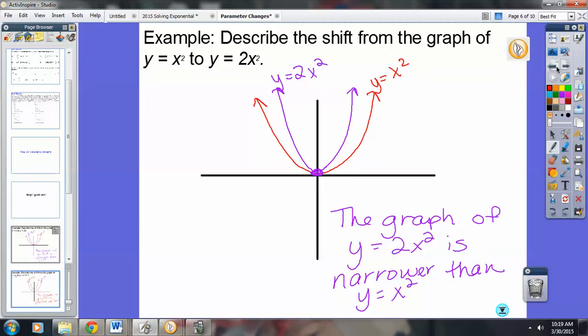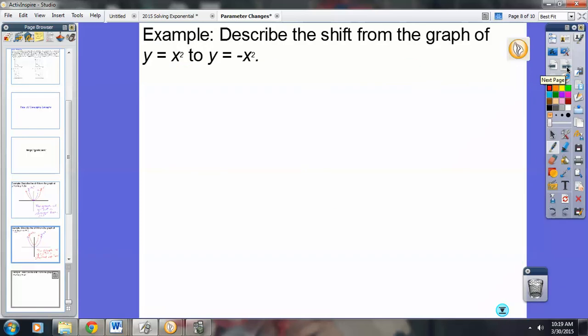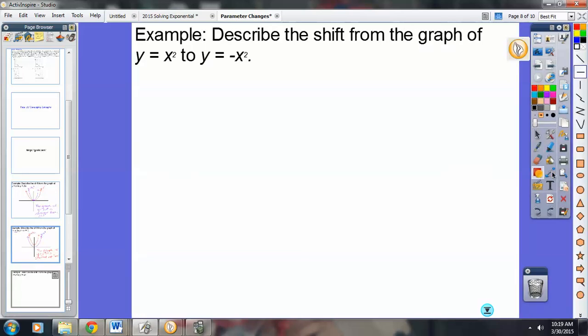Alright, so let's just go back through. We multiplied by 2. What did that do to our graph? Made it narrower. We added 1. What did that do to our parabola? It shifted up 1. Okay? Here we have the negative. Any ideas what that's going to do? Think it's going to shift it down? Shift it down. Well, let's try it. Before we graph it, let's go ahead and sketch in what y equals x squared looks like.